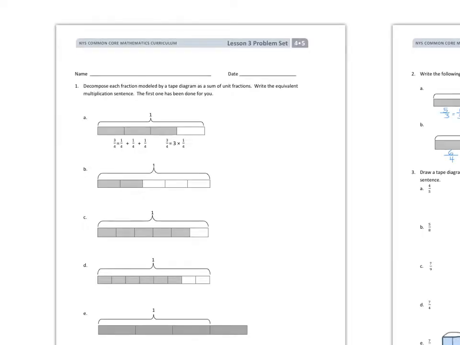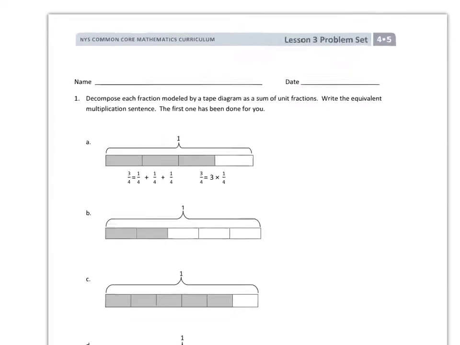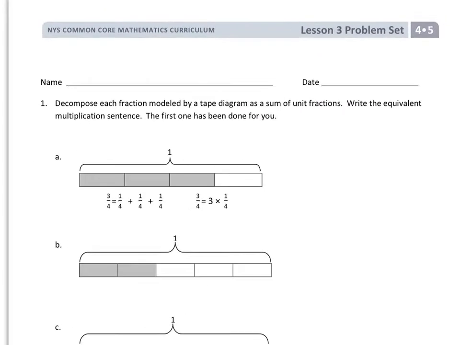All right, let's take a look at our first example in problem set 3. We're going to decompose each fraction modeled by a tape diagram as a sum of unit fractions. These are each a unit. Then we're going to write the equivalent multiplication sentence. So 3 times 1/4 equals 3/4.